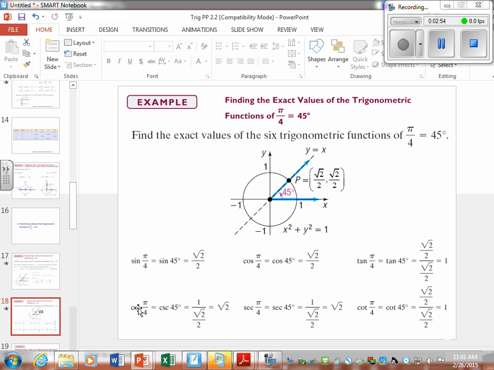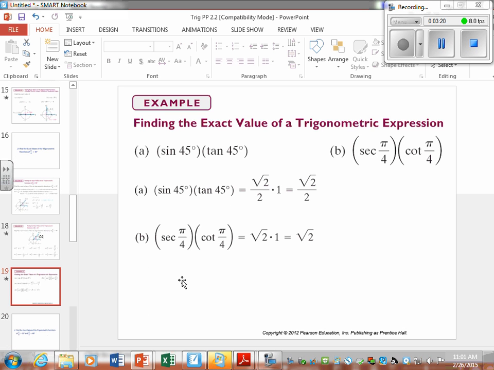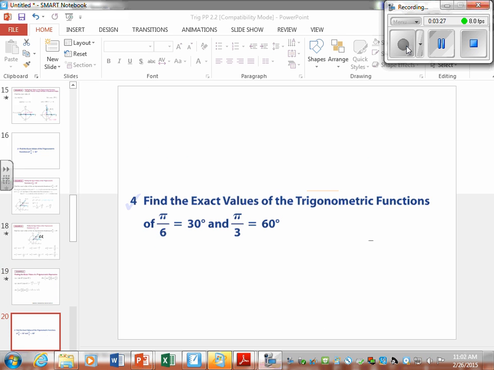Cosecant is 1 over y. So here's my 1 over the y value. Algebraically, we simplify and get square root of 2. Secant of 45 is 1 over the x value, which simplifies to square root of 2. Cotangent is your x value divided by your y value, which simplifies to 1. So that's where those values come from. Let's go ahead and do the 30 degrees and the 60 degrees as well.